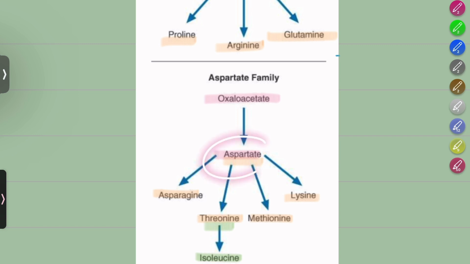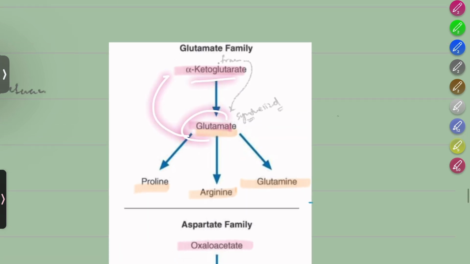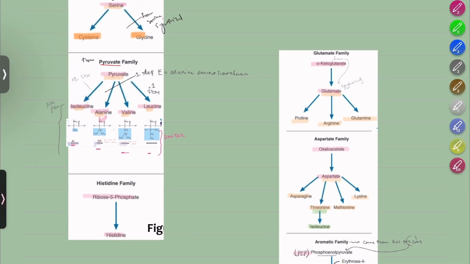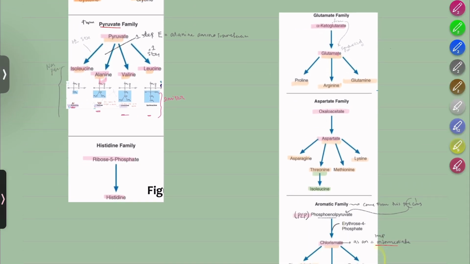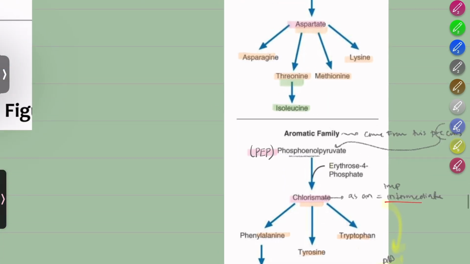In addition, you need to know that this aspartate comes from a certain precursor, which is the oxaloacetate, which we already have discussed, along with the glutamate, which comes from the alpha-ketoglutarate. Now, according to your doctor, just make sure which of these families you need to memorize, or if you need to memorize all of these amino acids. But generally, they're very easy to memorize. So to be on the safe side, know them.